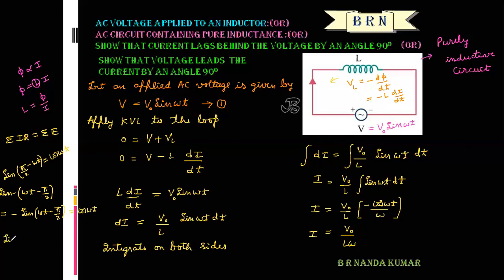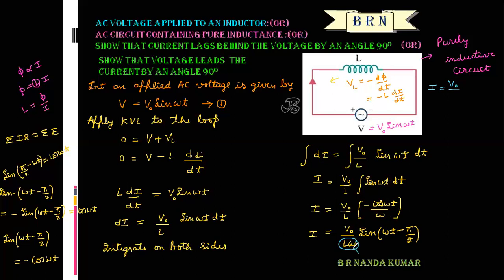So what is the value of sine of omega t minus pi by 2? That is equal to minus cos omega t. So minus cos omega t in terms of sine is sine of omega t minus pi by 2. So I is equal to V naught divided by L omega.